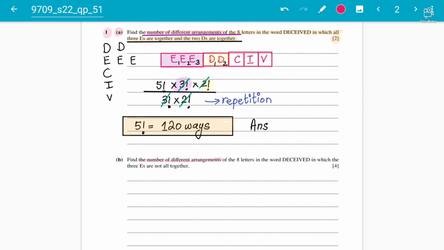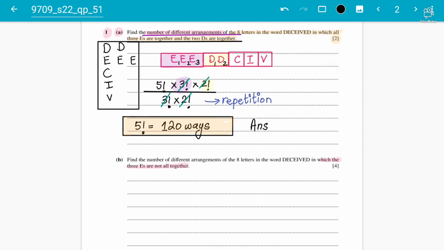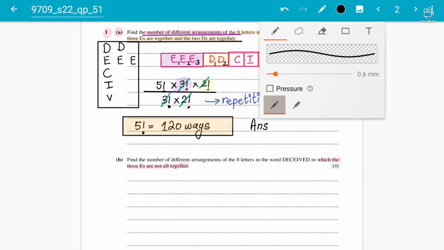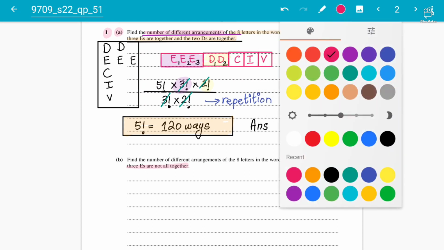Find the number of different arrangements. Again, we have to arrange them, the number of different arrangements of the 8 letters in the word deceived in which the 3 E's are not all together. So you have already written the words here, so you don't have to write it again. You can take help from here. If you write in this way, that makes it very easy to understand which repetition is there.